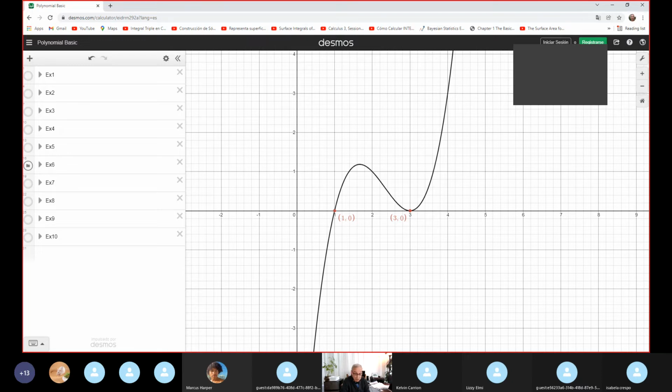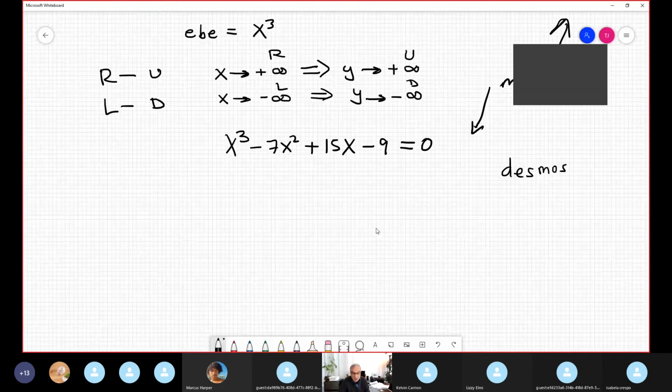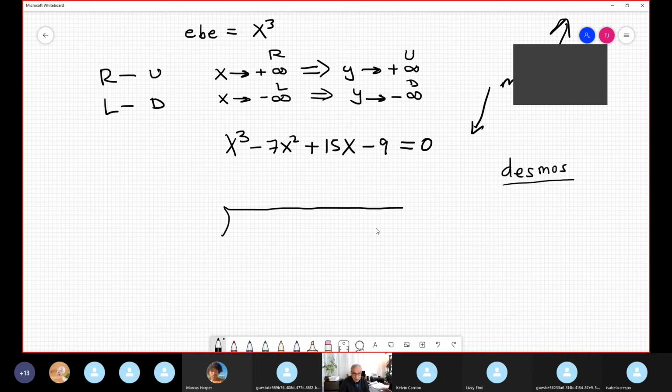Okay, let's try it now. So 1 and 3. So you are doing synthetic division using 1 and 3. It doesn't matter the order. The order is not important. All right, let's do it. Synthetic division using the factor I see in Desmos. This is 1, this is -7, this is 15, and this is -9. I'm using maybe 1. Why not? Or 3.